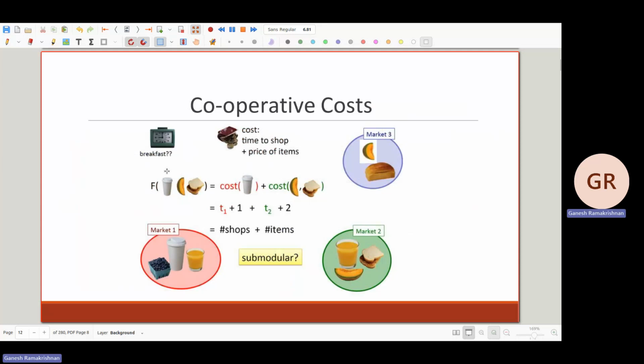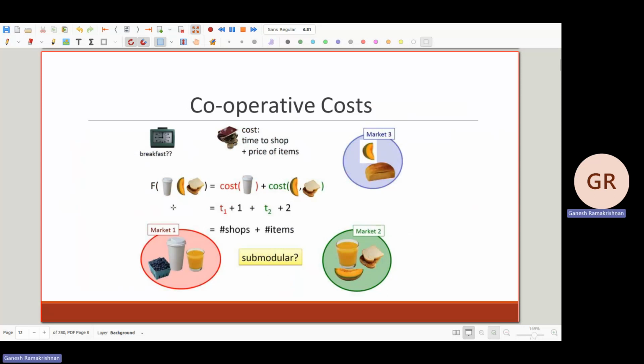So here's an example of cooperative cost. If I have market 1, market 2, market 3, and there's a breakfast time. So what is the cost associated with shopping, the time to shop and the price of items? So where would you go? Would you go pick one item from each market? I mean, maybe summer break is coming and that's the best way to kill your time. You do that. But I hope you find better ways of spending your time than just going to different markets, right?